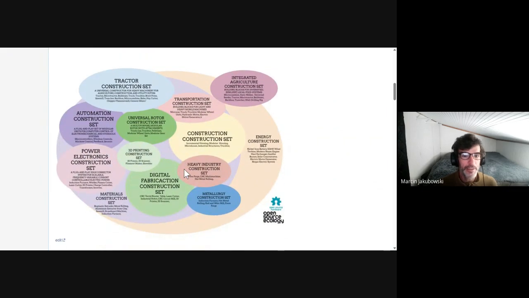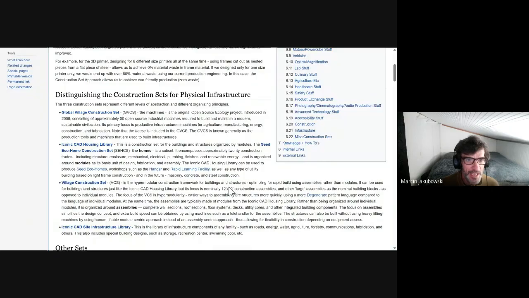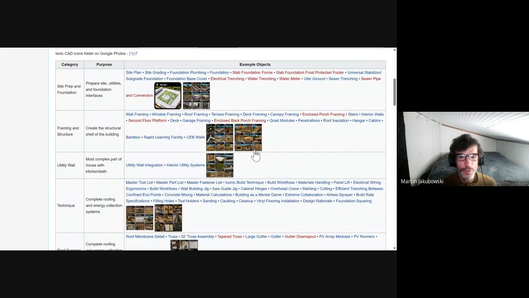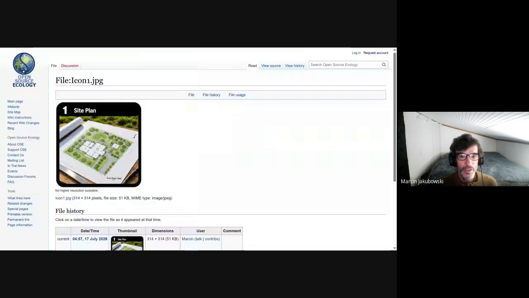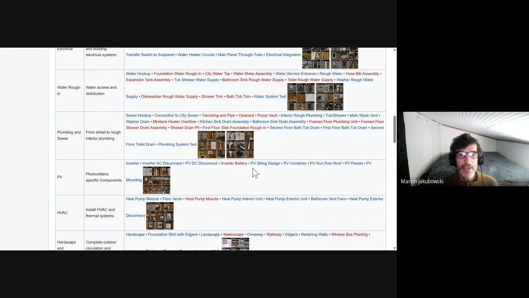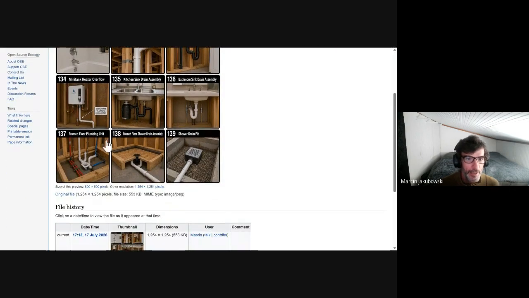Go up a little bit, click on the iconic CAD housing library, the second. Yeah, so that's what it is. Scroll down a little bit, and there's 341 units. Those are all the units there. So that's the site plan. But there's 341 of those, breaking a house down, or any structure like the hangar or rapid learning facility. So you kind of see what's happening there, right?